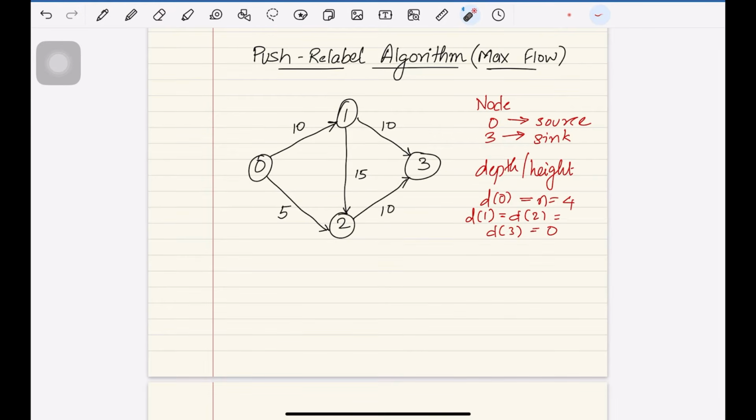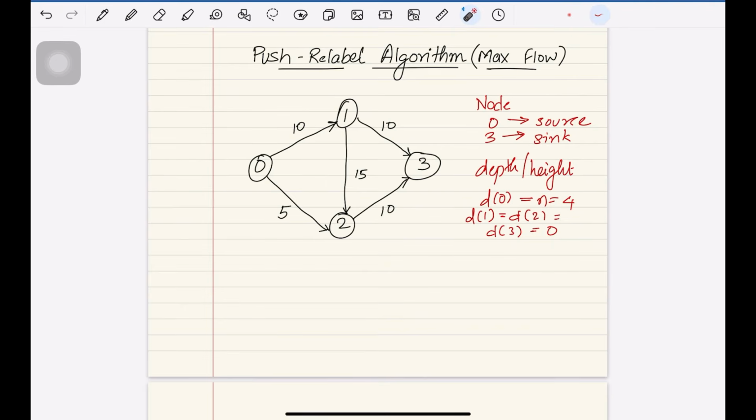Okay, so how do we do it? Initially we are going to have 4 nodes. The node which is the source will have the number of nodes as its height. So in this case, d of 0 is equal to n, which is 4, because we have 4 nodes, and the rest of the depths would be 0.